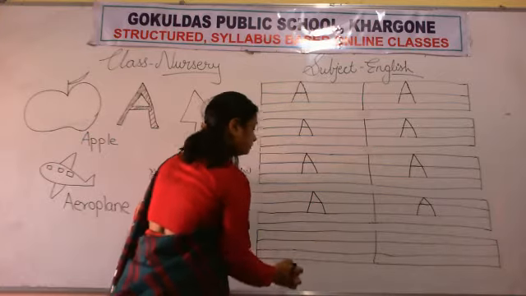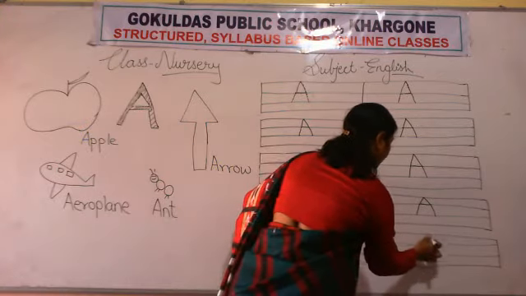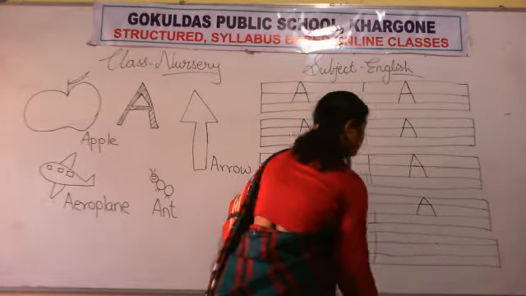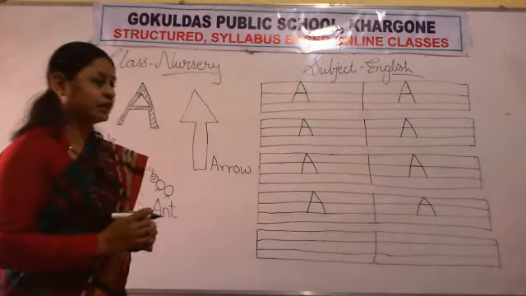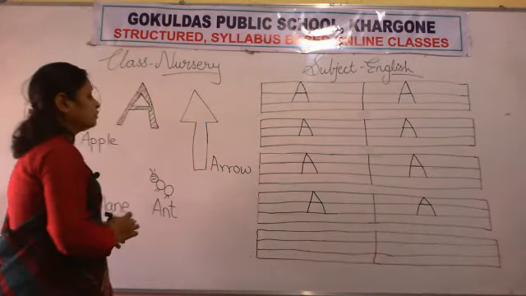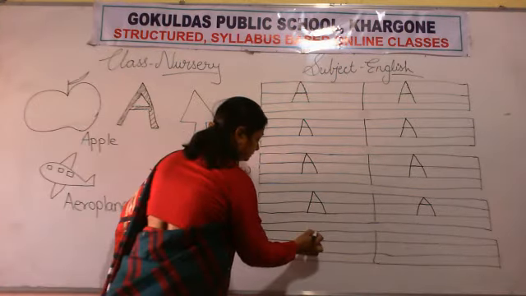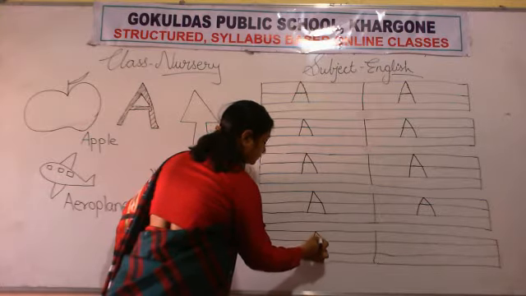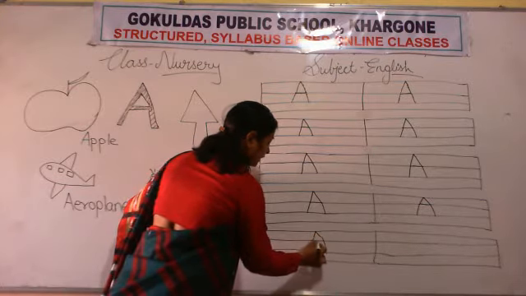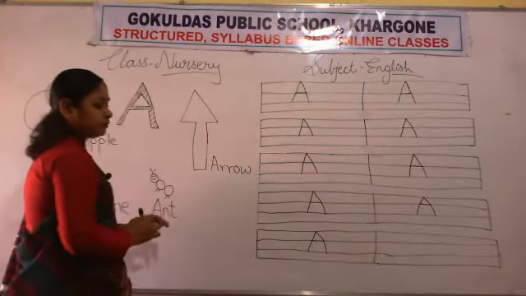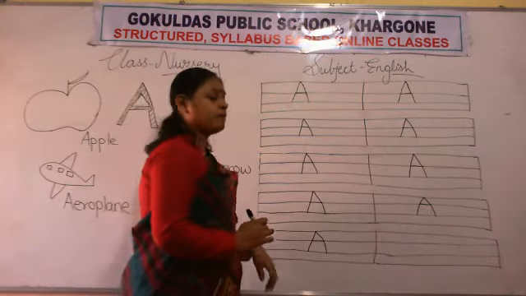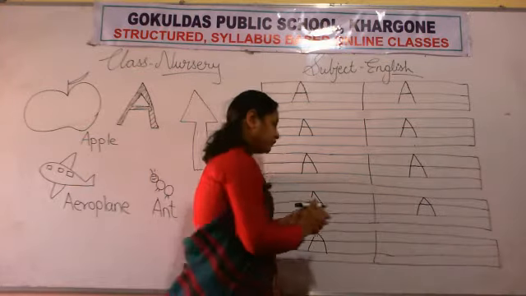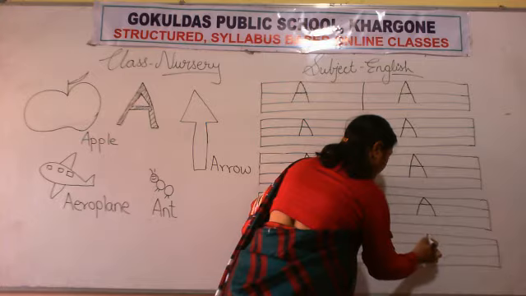Again, look here. Dots were given. Look here, dots were given. Yes or not? Yes, dots were given. So what you will do? You will write slanting line, and then sleeping line. Okay. So which letter will form? Letter A. Very good, my dears. Good. You are writing so beautifully.